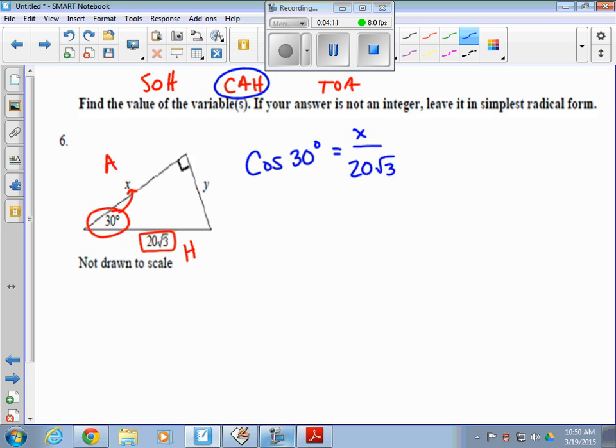To get x by itself, undo the fact that it's divided by 20 square root of 3 and multiply by 20 square root of 3. If you do it to that side, do the same here: 20 square root of 3 times that. So in order to get what you need, it's going to be 20 times the square root of 3 times the cosine of 30.